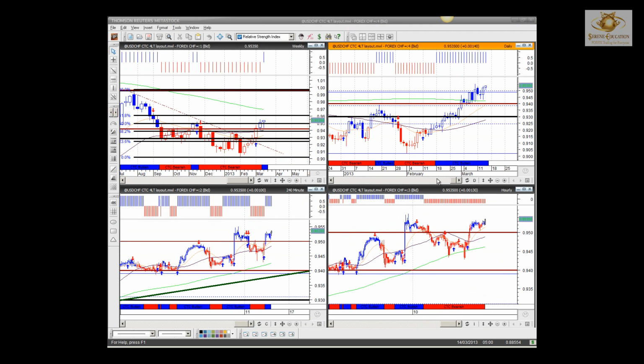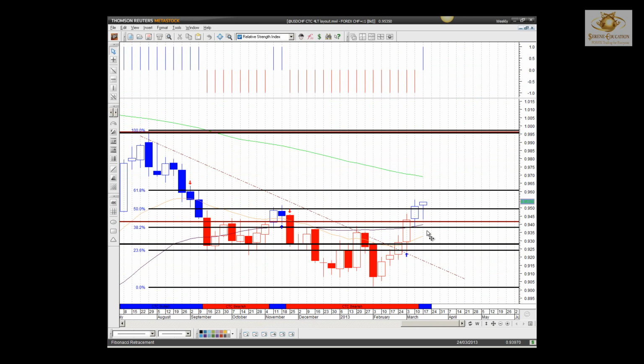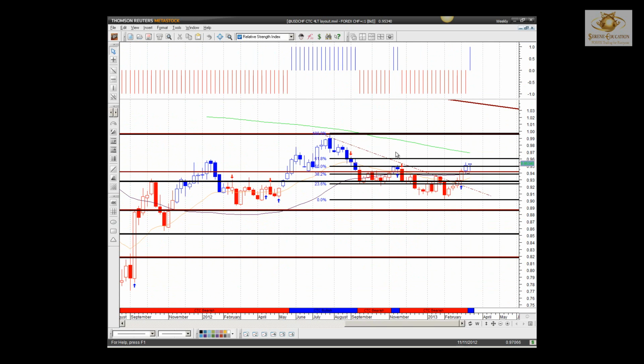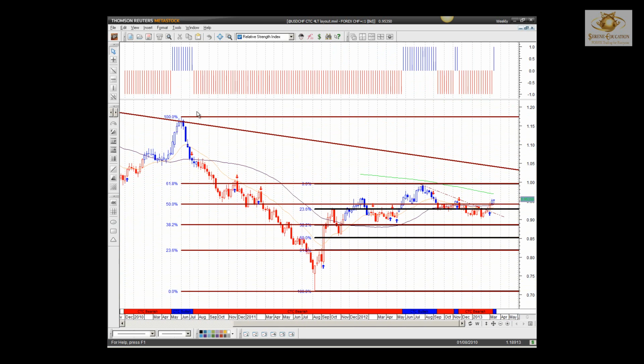Next up, US dollar Swiss franc. Let's have a look at the weekly. Very strong through the period. Excuse all the lines on here, but these are my fib extension lines that I've been drawing. If I take these ones off over here, let's have a look. So the weekly lines, very much all-time high here.